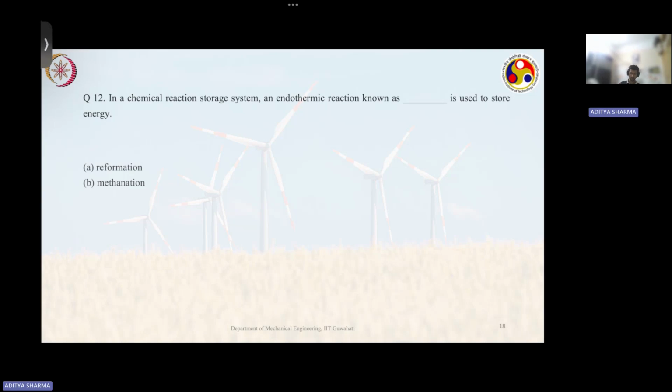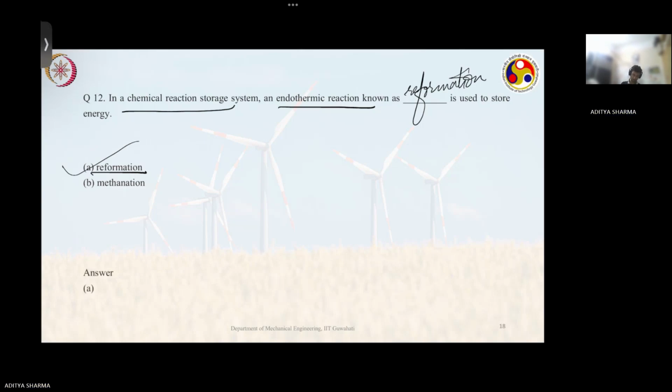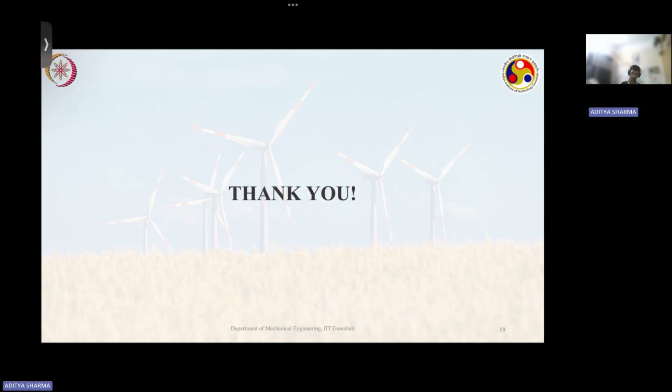In a chemical reaction storage system, an endothermic reaction known as dash is used to store energy. So the endothermic reaction is also known as reformation. The exothermic reaction, also known as methanation, is used in your chemical reaction storage system. So A is the correct answer to this question. Alright. So this was question number 12.